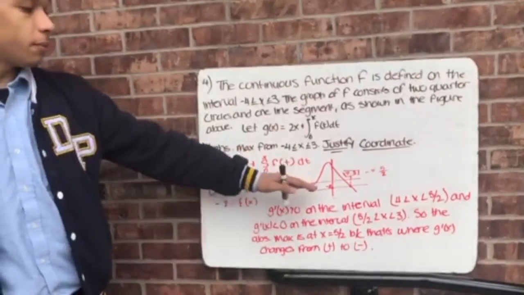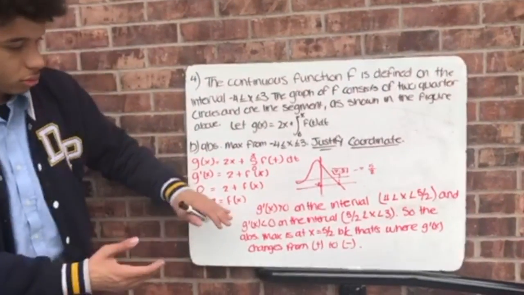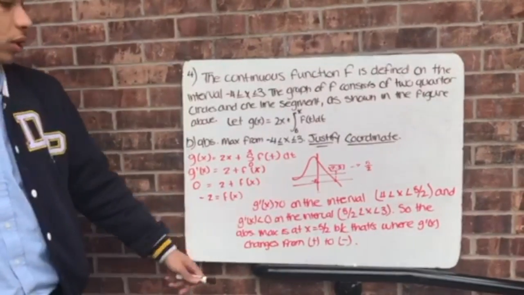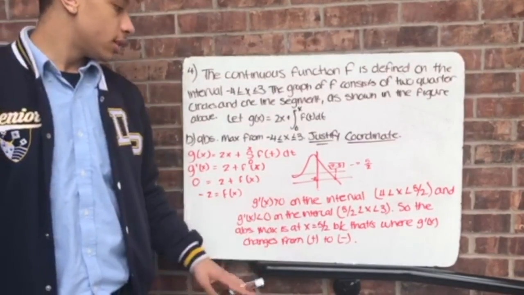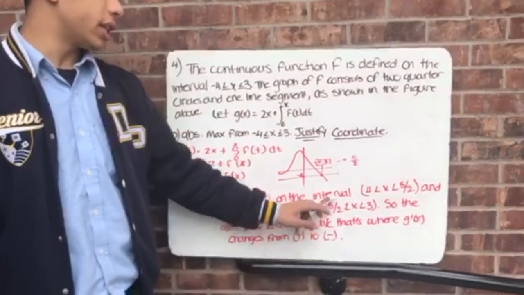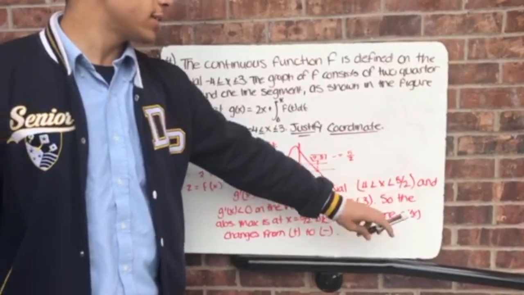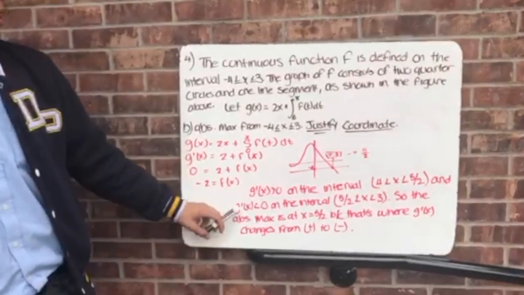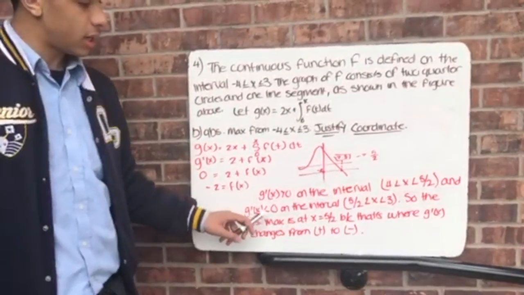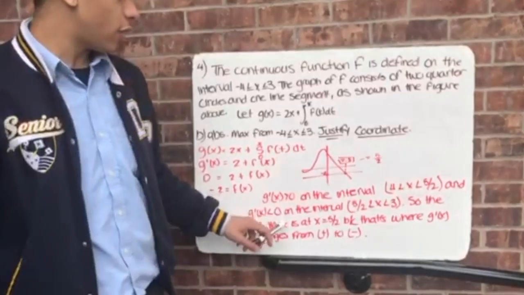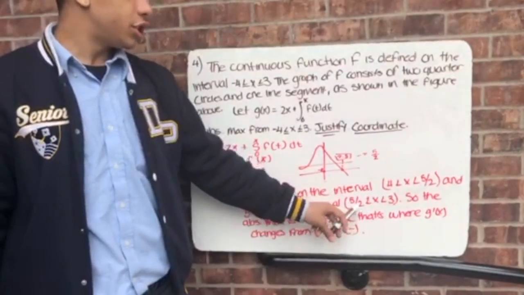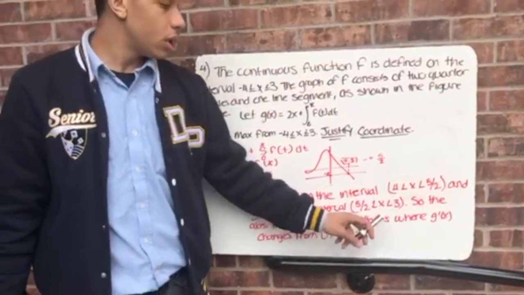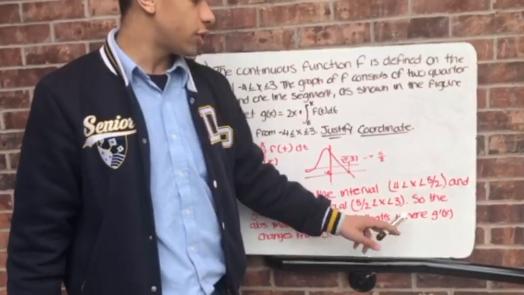So then, from there, all we have to do is just explain. So we know that g prime of x is greater than 0 on the interval from f of x to 5 over 2, and g prime of x is less than 0 on the interval from 5 over 2 to 3.